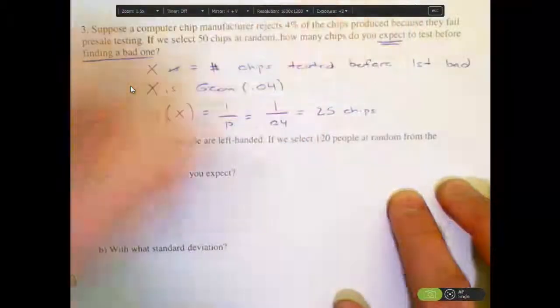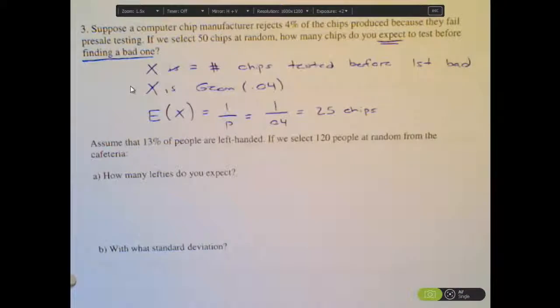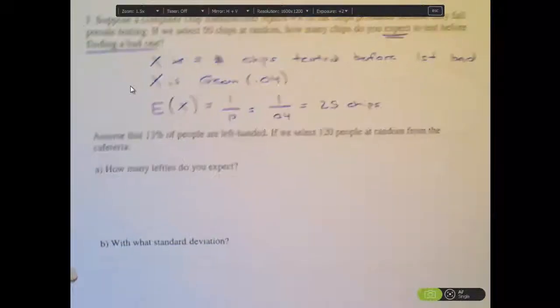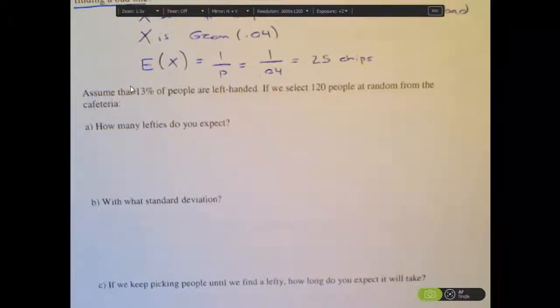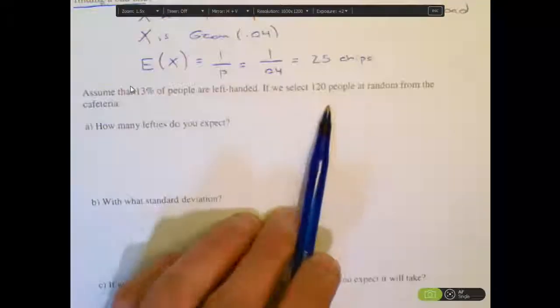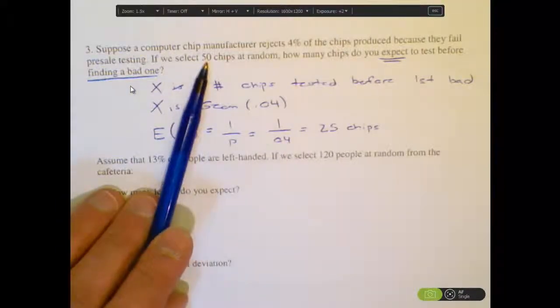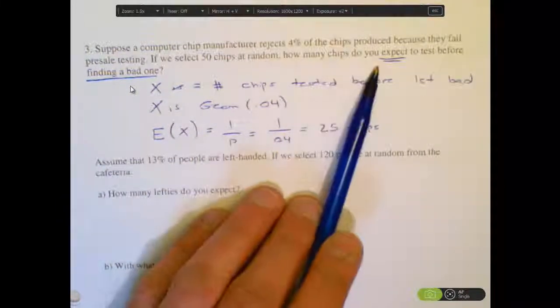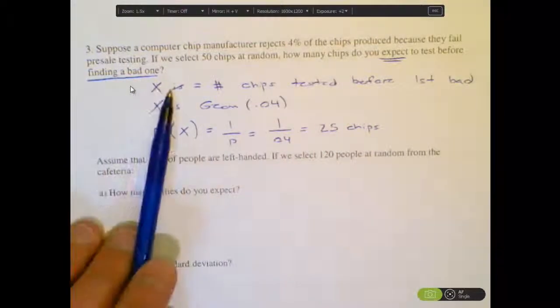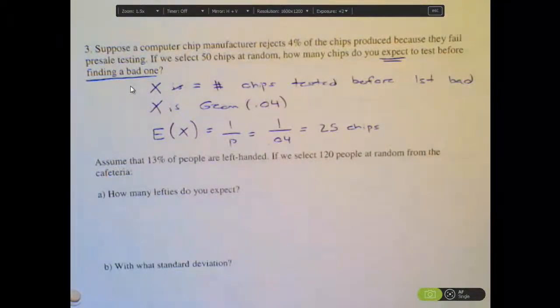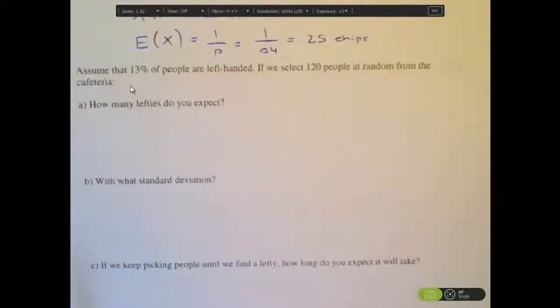I need to check 25 chips on average before I'm going to find a defective one. Okay, so next question. Assume 13% of people are left-handed. If we select 120 people at random from the cafeteria, how many lefties do you expect? Okay, I have a given sample size here. Well, I did in the previous one, you might be saying. True, but it's how many do you expect before finding a bad one? It's again, how long until that first success? Okay, how many lefties do you expect?